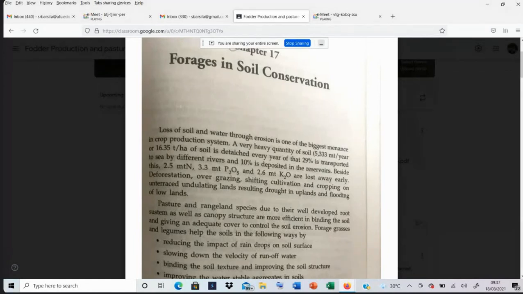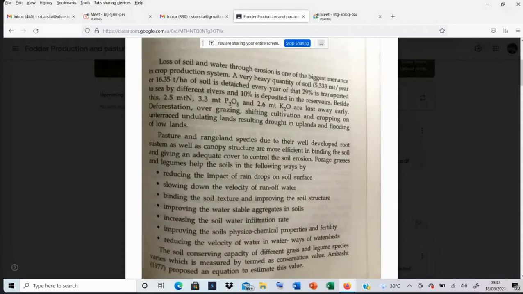So for reducing the impact of raindrops and slowing down the velocity of runoff water, if you plant Cynodon grass, that controls the velocity, okay? Just reducing the impact of raindrops means the cover should be very good, for example forage peanut and Cynodon dactylon might be good examples. And for binding the soil texture and improving the soil structure, you can grow some bushes, okay, shrubs, any kind of shrubs you can grow.